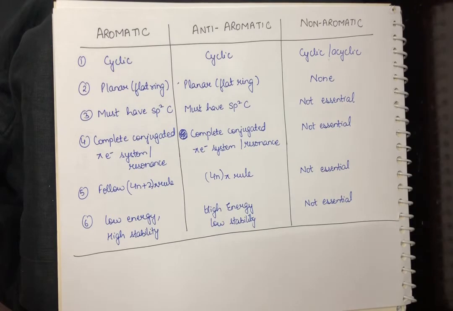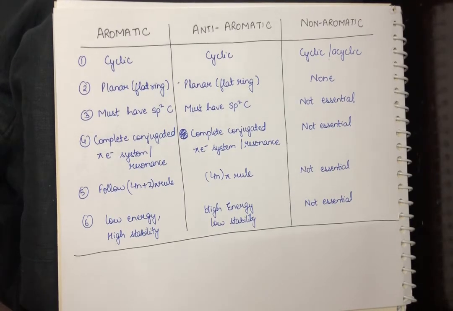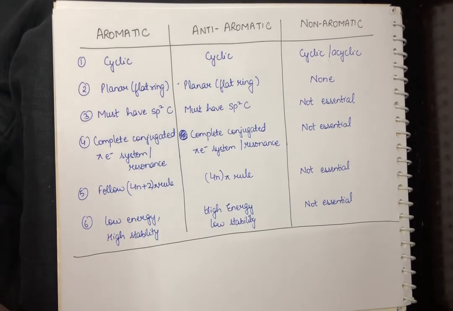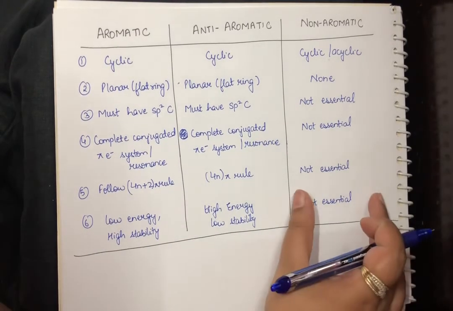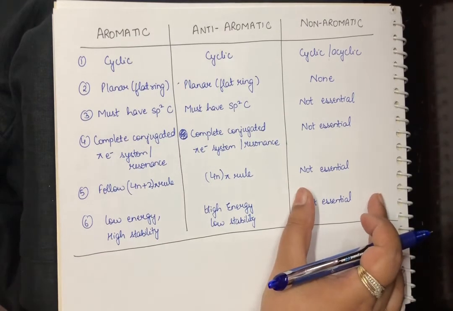Whereas when we talk about non-aromatic compounds, they do not have a fixed set of rules. They can be cyclic or acyclic. It is not necessary that they are planar, and all the other conditions that we were talking about for aromatic and anti-aromatic are not mandatory in non-aromatic.